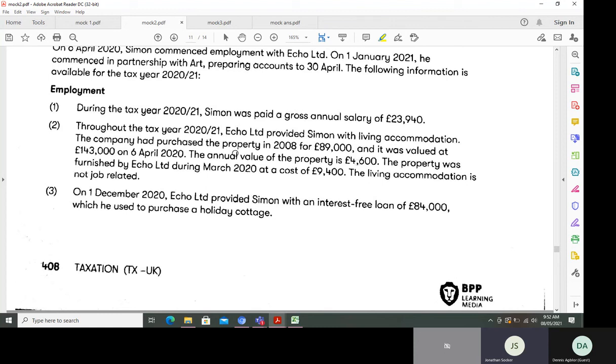Now, in this question, the company bought the property themselves, so there's no landlord who will be paid rent. So you just go for the annual value. Our first benefit with accommodation will be the annual value of 4,600, so we pick that.